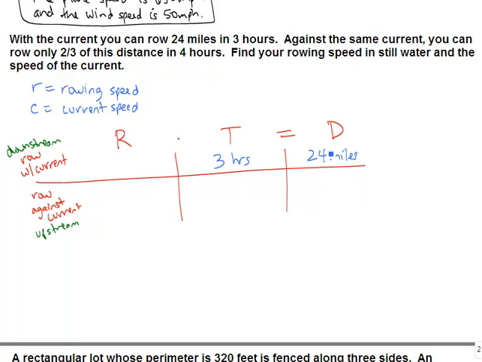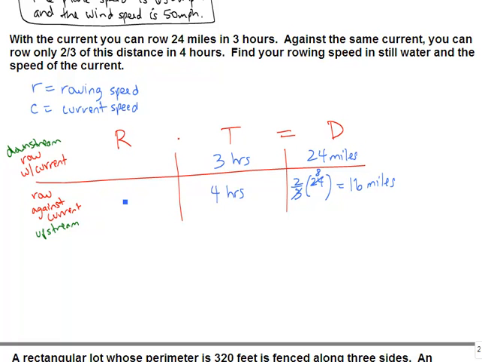Against the same current, you can row only 2/3 of this distance in 4 hours. So my time is 4 hours, and to get my distance, I only went 2/3 of how far I went before. So 2/3 of 24. Let's simplify that. 3 goes into 24 8 times. 2 times 8 means I'm only going 16 miles in 4 hours. So not only am I taking an hour longer, I'm not even going as far because of that current.